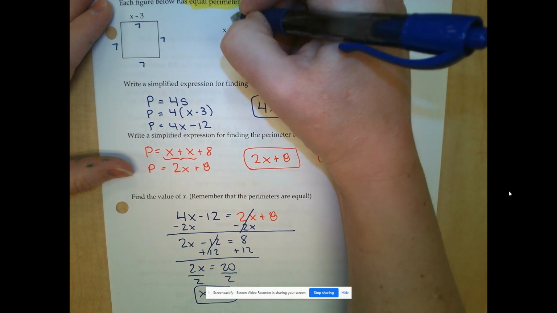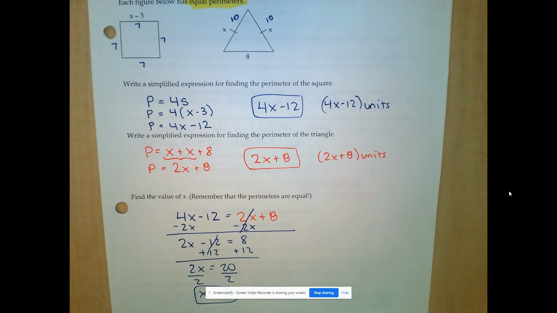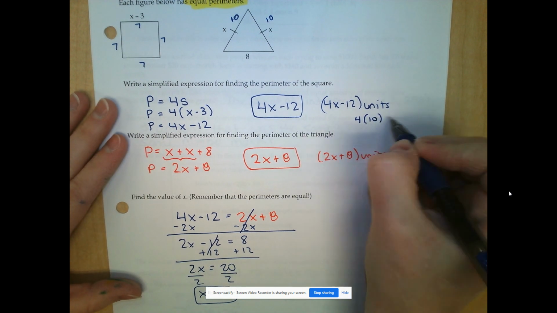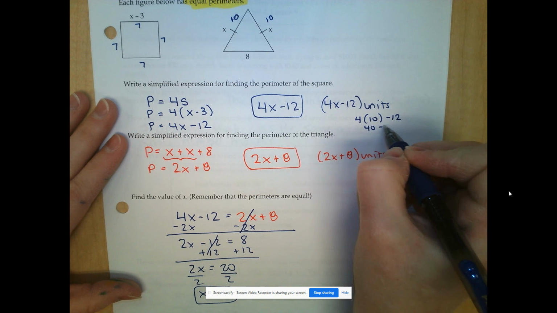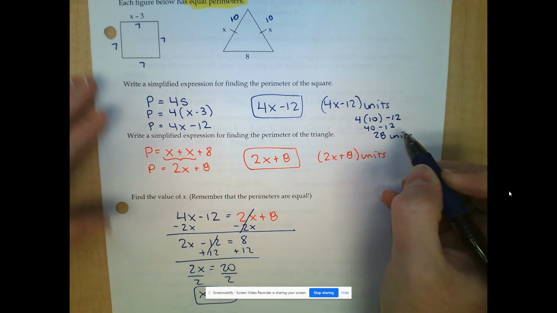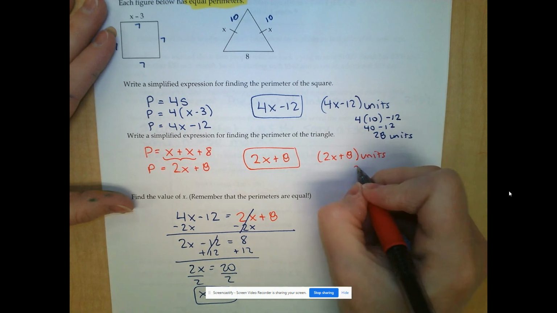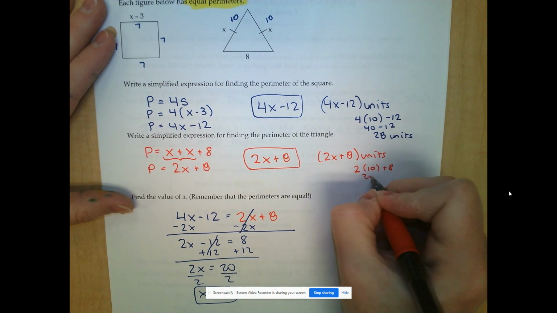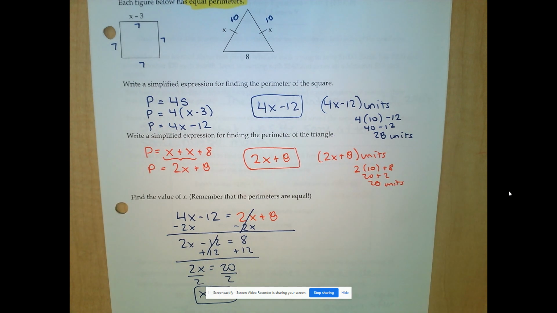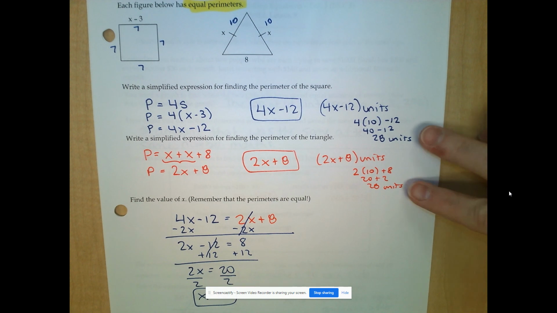Or if x is 10, 10 plus 10 plus 8, you might need to go back and actually substitute into the original diagram. Another thing you might be asked to do is 4 times 10 minus 12, or 40 minus 12, and you would say the perimeter is 28 units for the square. If you did the same, 2 times 10 plus 8, 20 plus 8, 28 units is the perimeter for the triangle, which makes sense because the whole setup of this was that they had equal perimeters. So they should, if you substitute the value of x in, come out to the same perimeter.